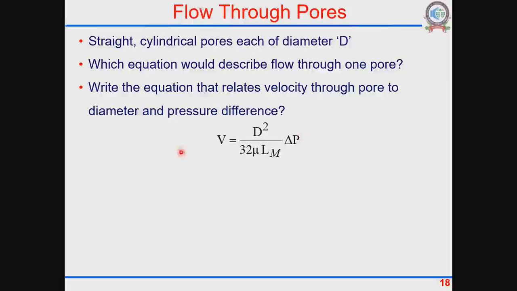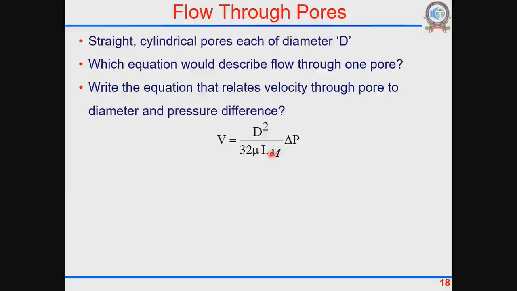So the equation that is there is called the Hagen-Poiseuille equation. If you look at a cylindrical pore, the velocity through each pore is related to the delta P, and d is the diameter of the pore, mu is the viscosity of the liquid, and Lm is the thickness of the membrane.